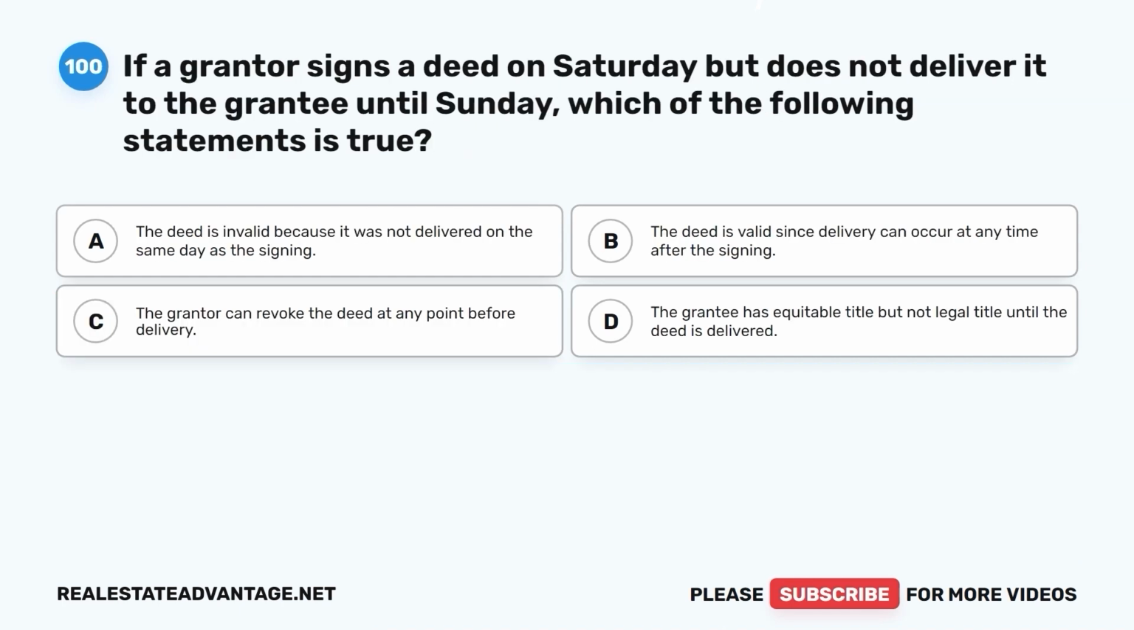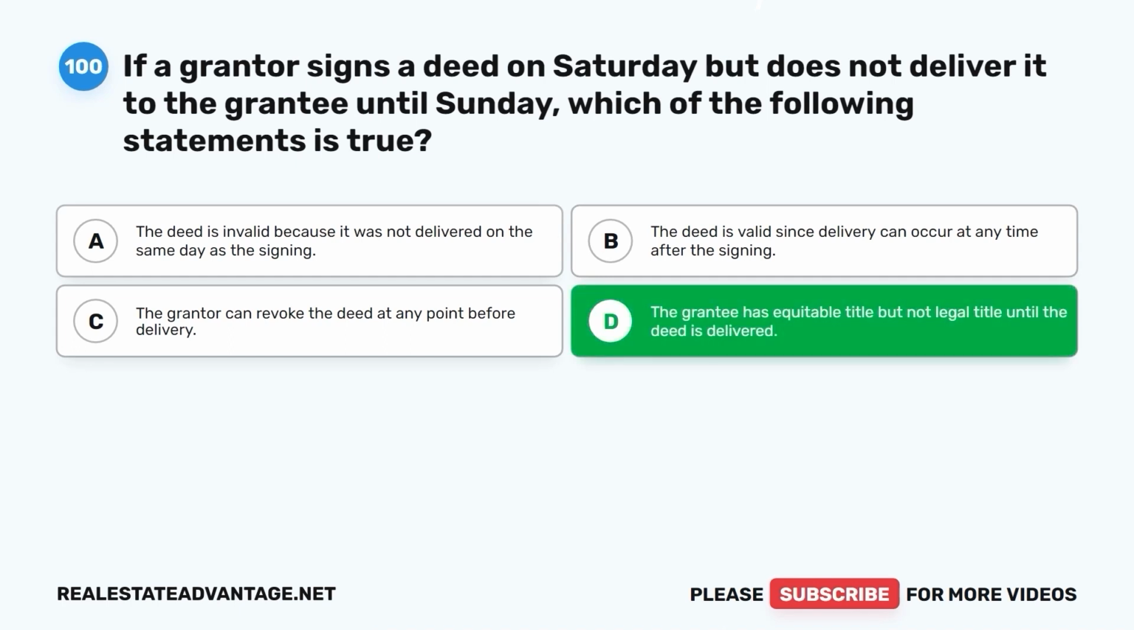Question 100. If a grantor signs a deed on Saturday but does not deliver it to the grantee until Sunday, which of the following statements is true? A. The deed is invalid because it was not delivered on the same day as the signing. B. The deed is valid since delivery can occur at any time after the signing. C. The grantor can revoke the deed at any point before delivery. D. The grantee has equitable title but not legal title until the deed is delivered. The correct answer is D.